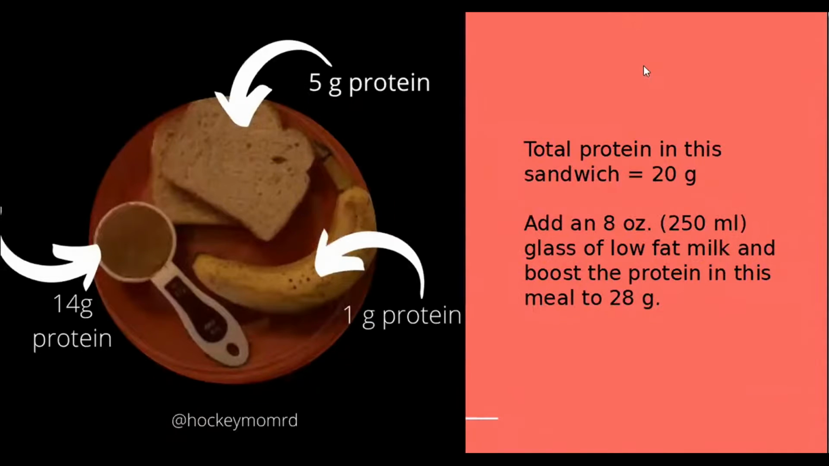This sandwich contains 20 grams of protein, 14 coming from 4 tablespoons of peanut butter, 5 grams of protein from the bread I chose, and 1 gram from the banana. If you add an 8-ounce glass of low fat milk, you will boost the protein in this meal to 28 grams. That is a very good amount of protein. You want to aim for between 20 and 35 grams of protein per meal.